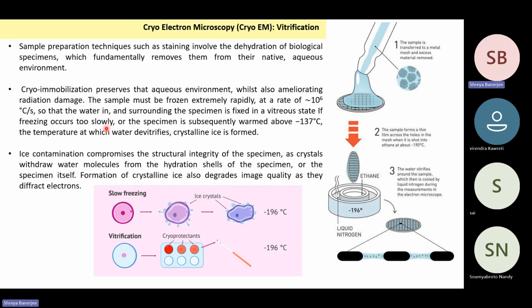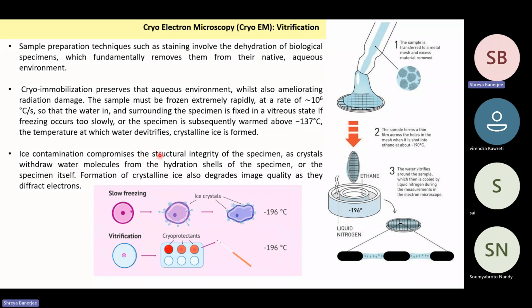Otherwise, if the freezing is happening very slowly, this kind of ice crystal will be formed and the cell structure will collapse. Or if the specimen is warmed above minus, so this cooling is happening at minus 196 degrees, if somehow the temperature goes up to minus 137 degrees, again this crystalline ice will be formed, which will destroy the 3D structure. So you want a very rapid rate of cooling, 10 to the power 6 degrees Celsius per second, and a very low temperature of minus 196. Only then will the water freeze in the native structure of the cell, and the cell structure will be maintained.